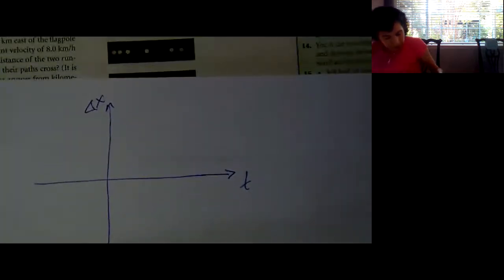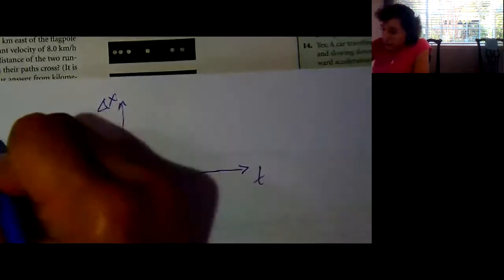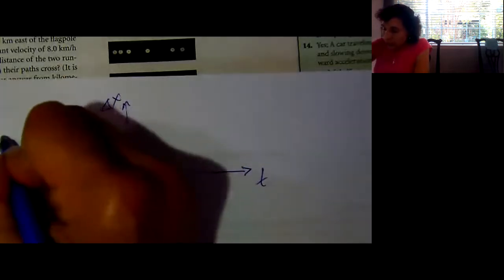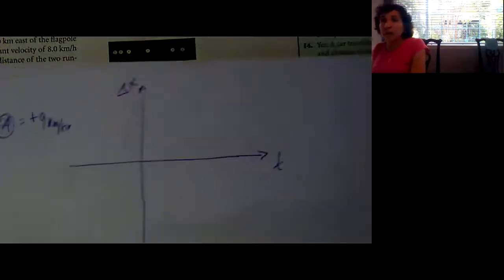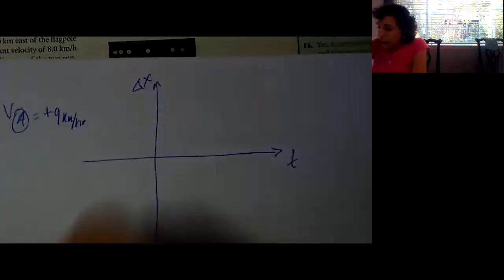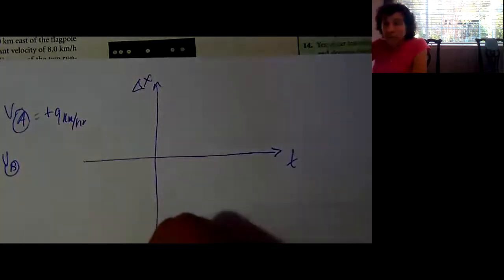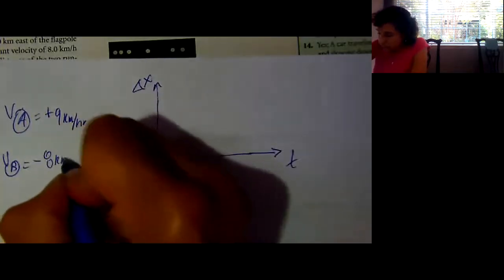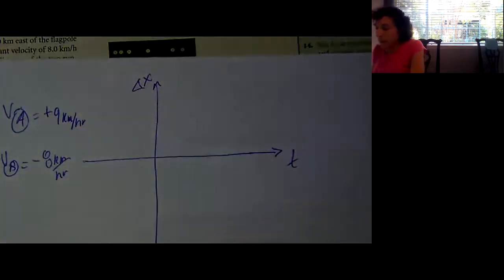Okay, so what do I know? I know that the first guy, I'm going to write this down here. The first guy, let's say runner A, you guys can see this. Runner A is going, his velocity, VA is plus 9 kilometers per hour. Plus 9 kilometers per hour, that's VA. And I know the velocity of the B guy, he's going to the left, and he's going 8 kilometers per hour. 8 kilometers per hour. Okay, so that's what their speed is if we didn't know the direction.